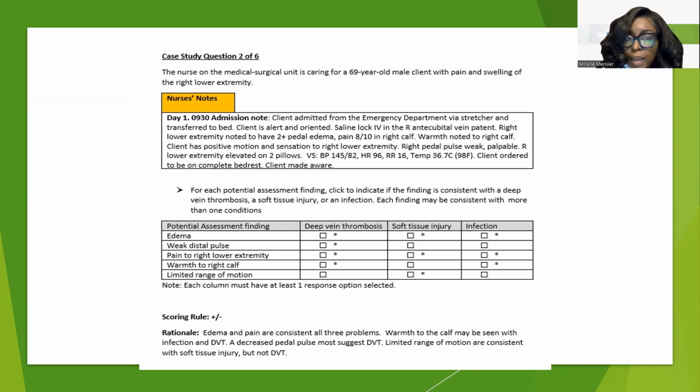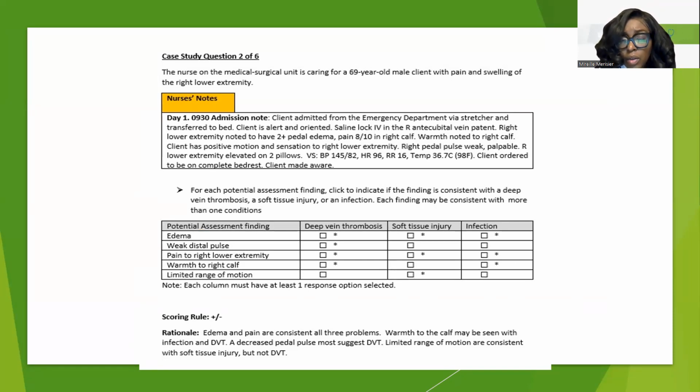When patients have pain to the right lower leg, we can see it with a DVT and a soft tissue injury. A soft tissue injury is pretty much sometimes when we see issues like a sprain or a strain. Also, same thing with an infection. When something is infected, it hurts. We can see warmth to the right calf with a DVT and, of course, with an infection. And a limited range of motion is only going to be seen with a soft tissue injury, like a sprain or a strain.